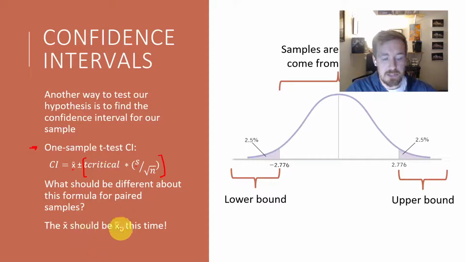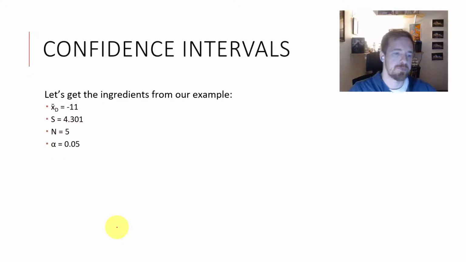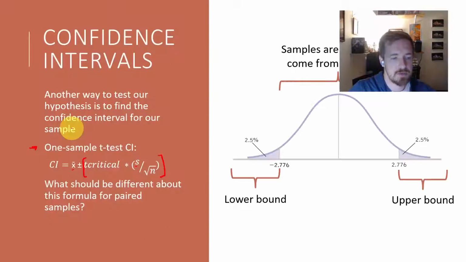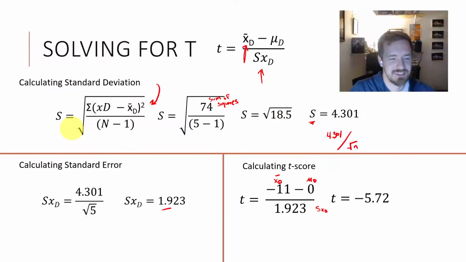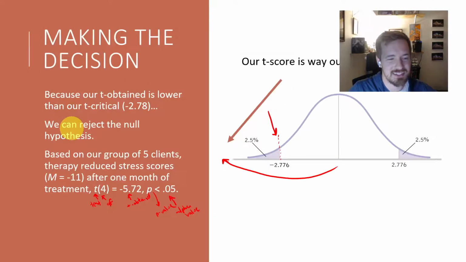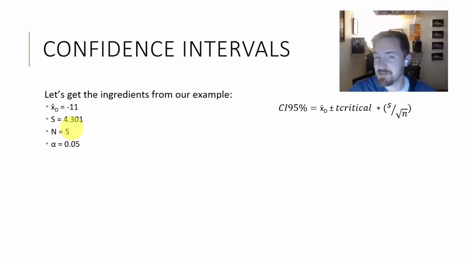So the mean should be the mean difference, for example. So here are our ingredients from the last example, where the mean difference is equal to negative 11. The standard deviation is going to be equal to, actually, hold on, let me make sure that's the standard deviation. Okay, yeah, just making sure. I wasn't sure if I accidentally put the sampling error, but we got our standard deviation here. We have the total number of samples, our sample size, and we have the alpha value. We can use these ingredients now to calculate our confidence interval.